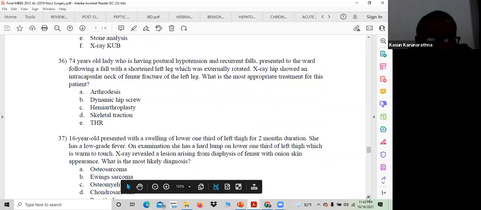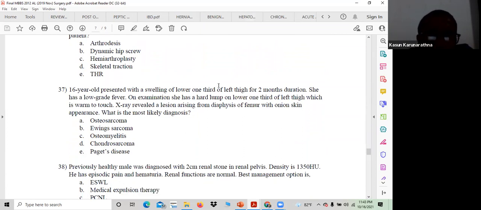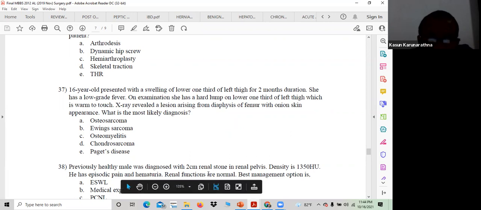Right. Then question number 37: a 60-year-old presented with swelling of the lower one-third of the left thigh for 2 months duration. She has a low-grade fever. On examination, she has a hard lump over the lower one-third of the left thigh, which is warm to touch. X-ray revealed a lesion arising from the diaphysis of the femur with onion skin appearance. What is the most likely diagnosis?